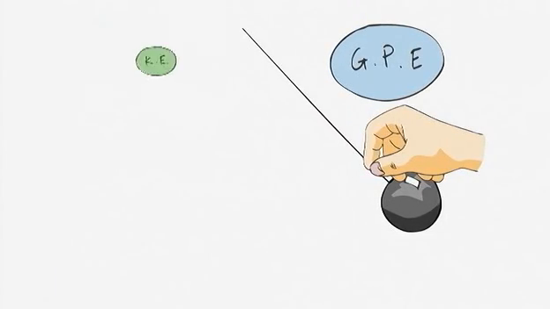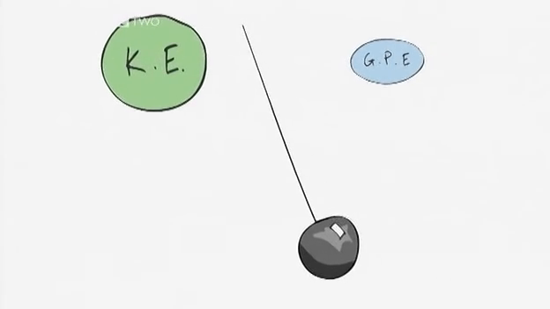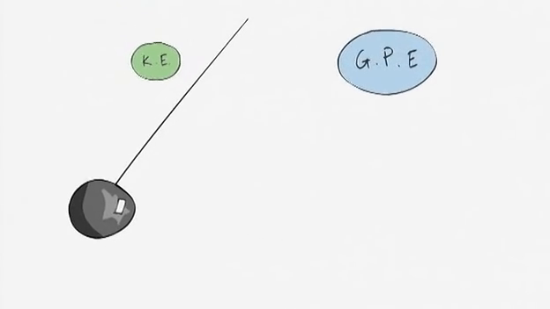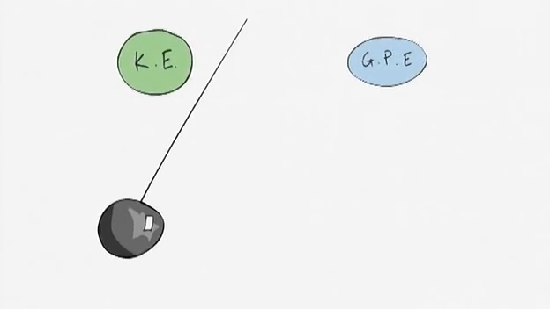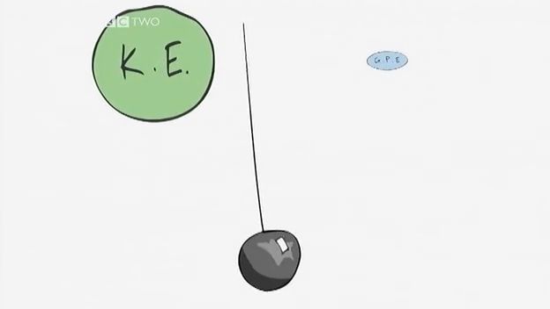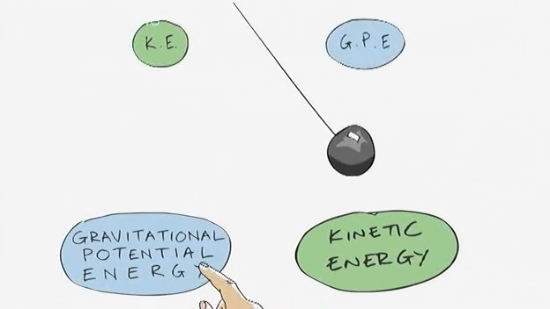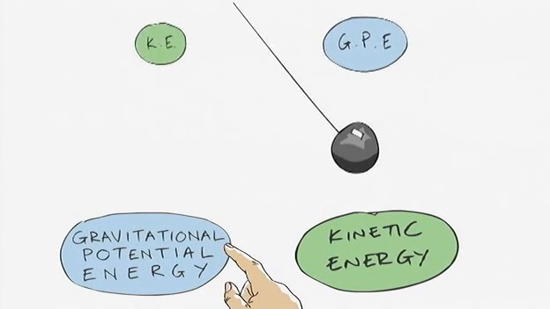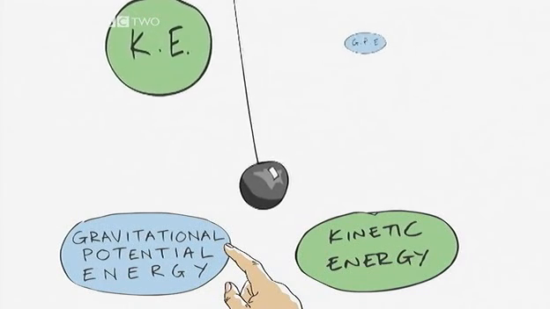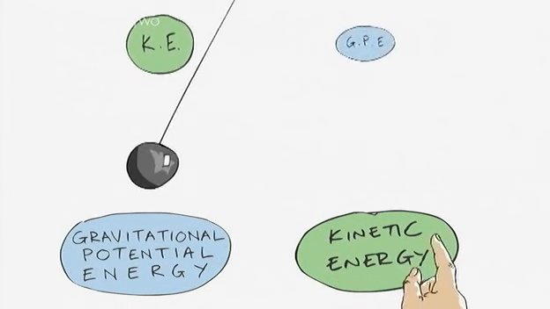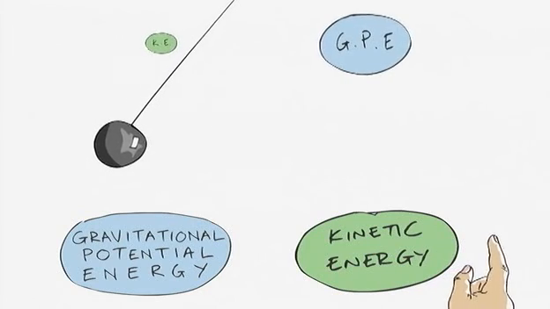Now we let the ball go. What happens to the energy? Well, as it falls, it loses height, so loses gravitational potential energy. But it starts moving faster and faster, so it gains kinetic energy. As it swings back up higher, it gains gravitational potential energy again. But also, as it swings up, it slows down and loses kinetic energy.